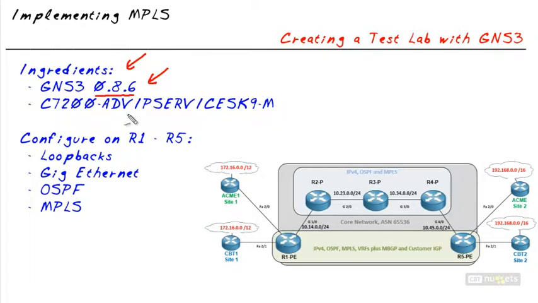The second thing you're going to need if you're using GNS3 is some type of an iOS operating system image that supports the features of MPLS. And the iOS image I'm using in GNS3 for this class is a 7200 series image with the Advanced IP Services feature set. And you don't have to use that exact model of hardware.